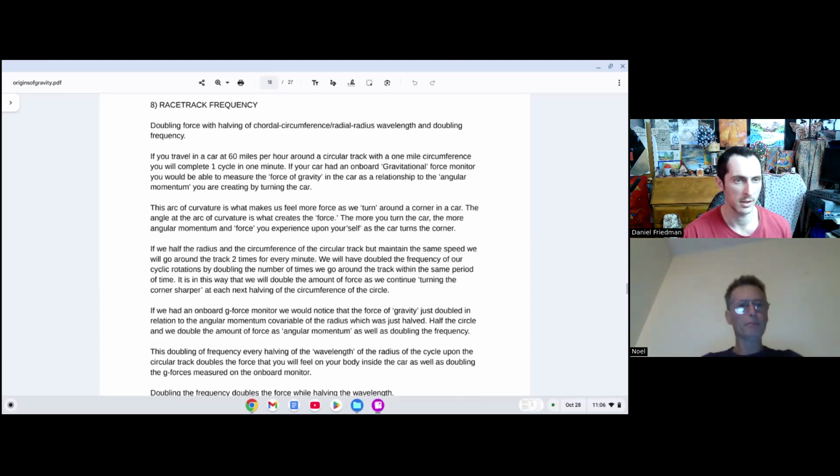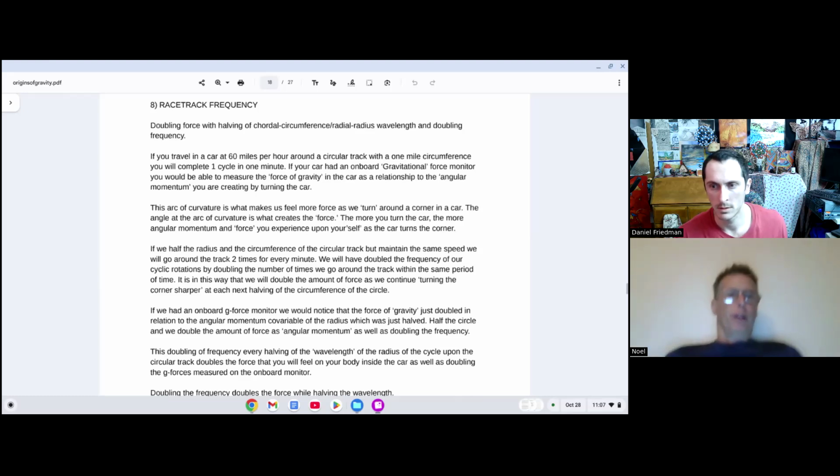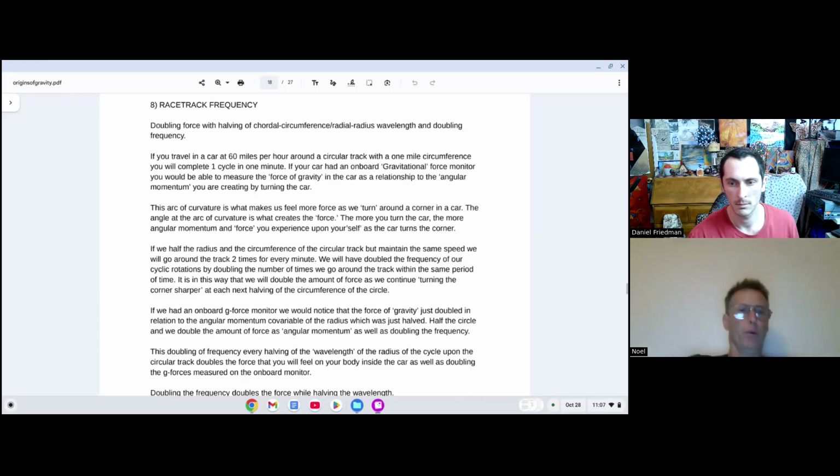Okay. So let me go then. So I make an analogy from that to this racetrack. So if you're on a racetrack with a car, right? We'll see that doubling the force with having the chordal circumference and the radial radius wavelength doubles the frequency and once again the force. So if you're in a car at 60 miles per hour around a circular track and it has a 1 mile circumference, you'll complete one cycle in 1 minute.